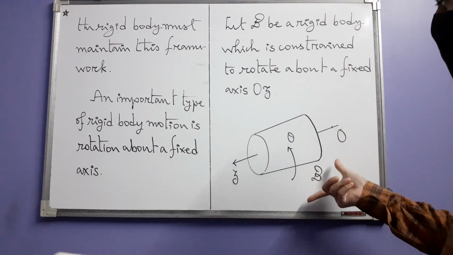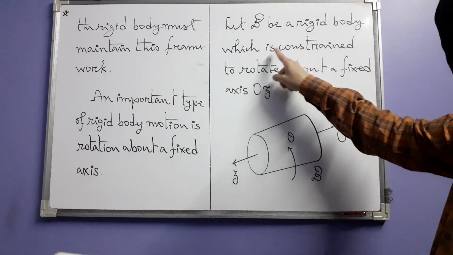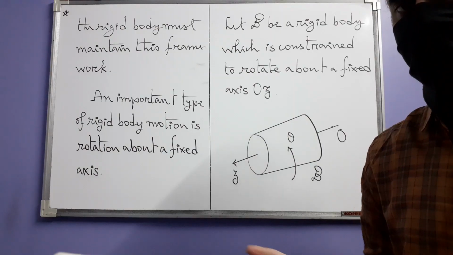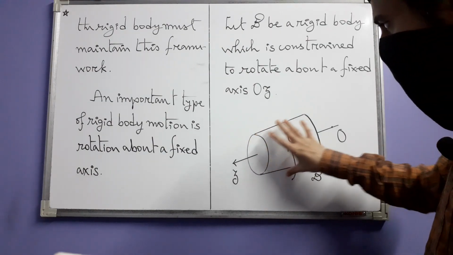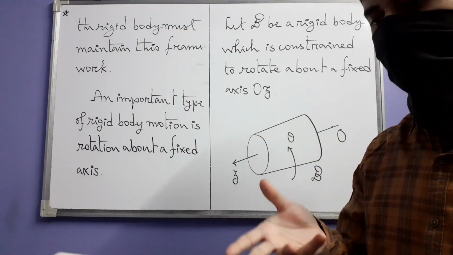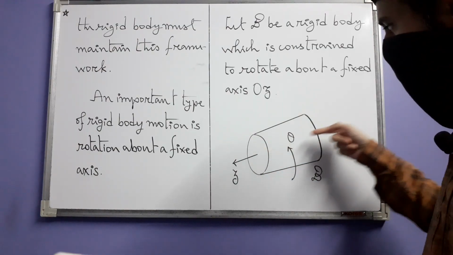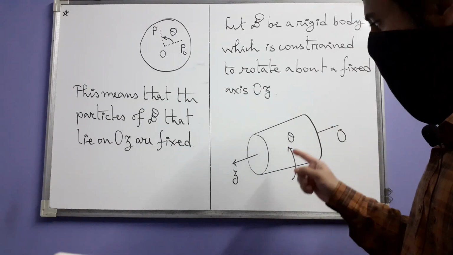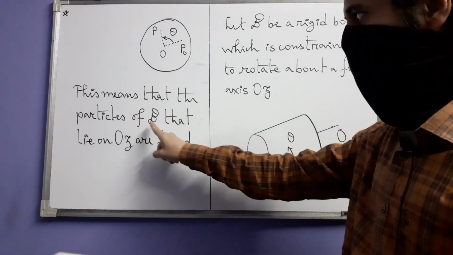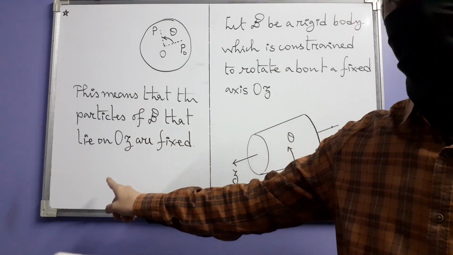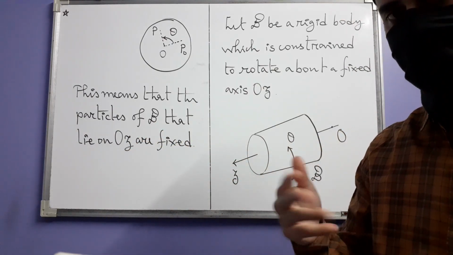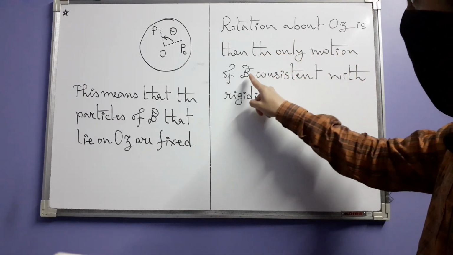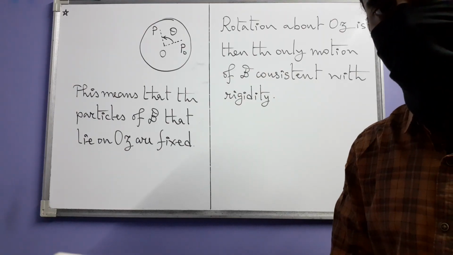Let B be a rigid body, this body, which is constrained to rotate about a fixed axis OZ. The drawing is not a very good drawing of a rigid body which is supposed to be a three-dimensional object, but you get the basic idea. It can only rotate about this fixed axis like this. And in this type of motion, the particles of the rigid body that lie on the axis of rotation are fixed. Everything else is changing position. Rotation about OZ is then the only motion of the rigid body B consistent with rigidity.